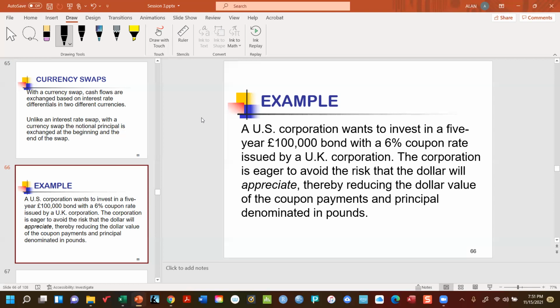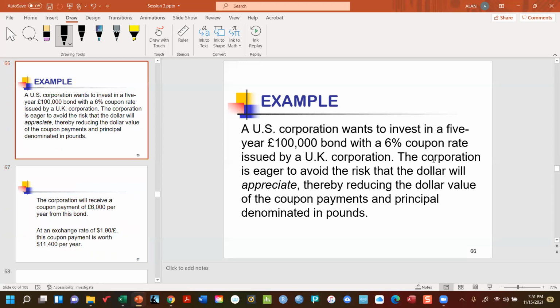Okay, so in other words, you might have a very nice coupon rate from this foreign bond, but if the dollar just gets stronger, that's all it would take to reduce or eliminate any profits you might make by buying this bond instead of simply buying an American bond.